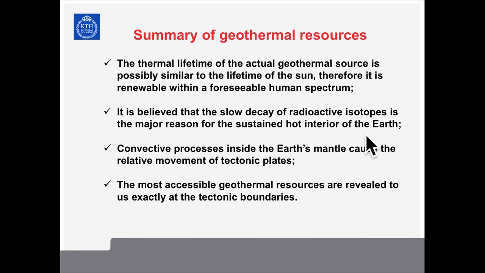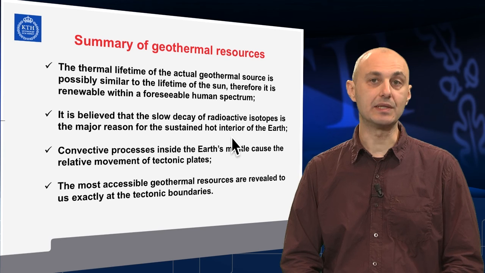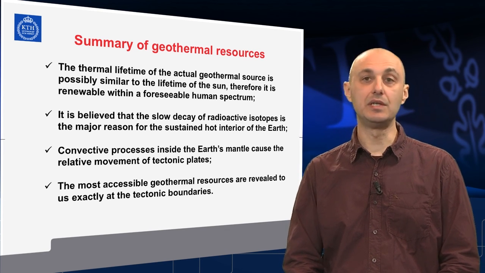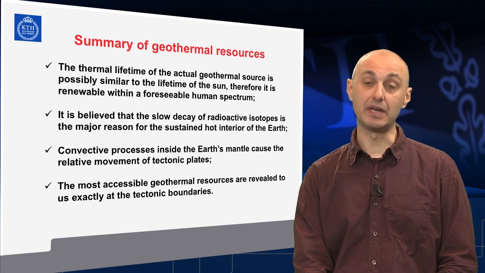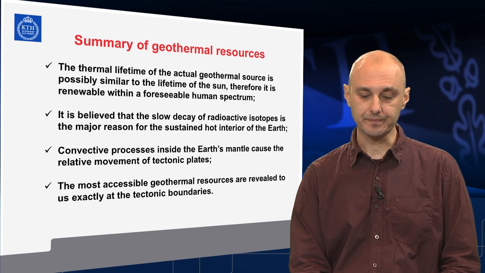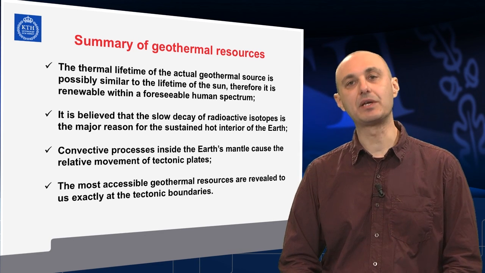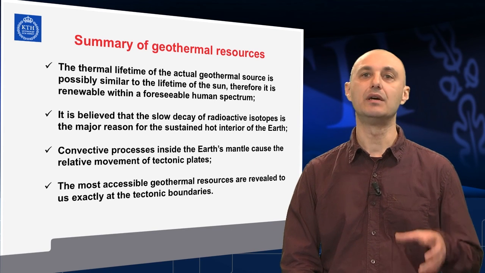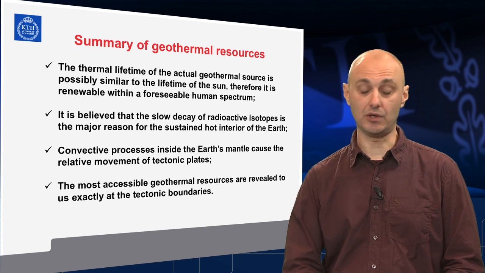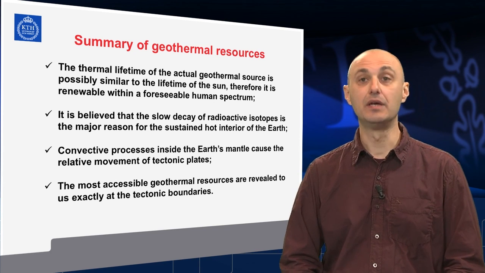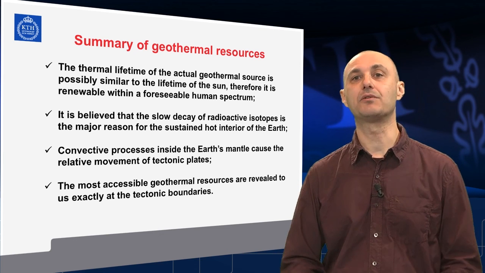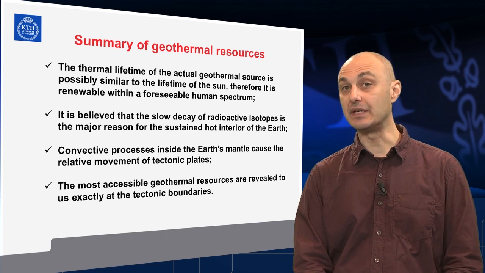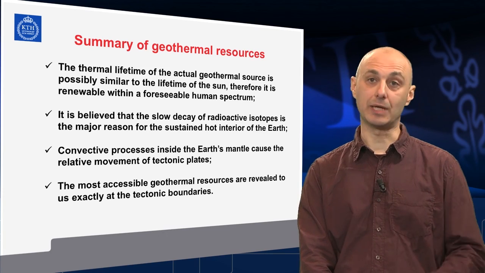It is believed that the slow decay of radioactive isotopes at this moment, in our lifespan, is what supports the continued very high temperature in the Earth's core. That temperature doesn't really reach us because the crust of the Earth is a very good insulating material. It is difficult for us to reach down and actually get to those hot territories. And we rely on the movement of tectonic plates, and exactly on the boundaries of those tectonic plates, that the hot interior comes slightly closer to the surface so we can actually reach it easier.